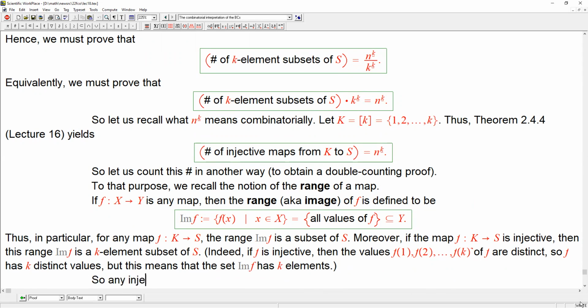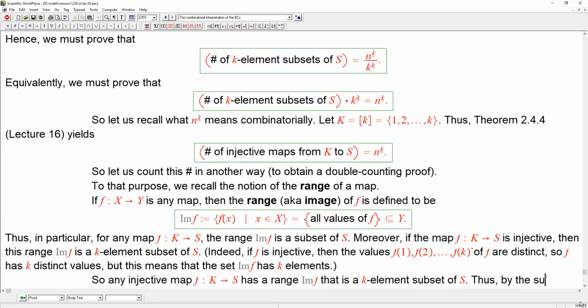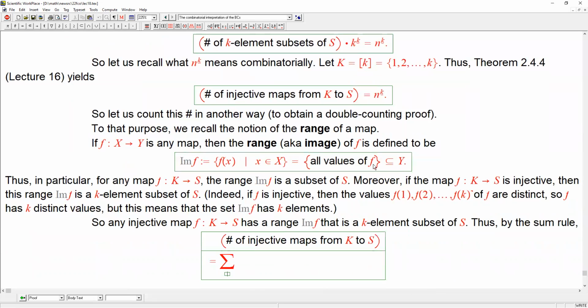Okay, so any injective map f from [k] to S has a range im f that is a k-element subset of S. Thus, by the sum rule, instead of directly counting the injective maps from [k] to S, we can count them according to the range. And this range is going to be a k-element subset of S.